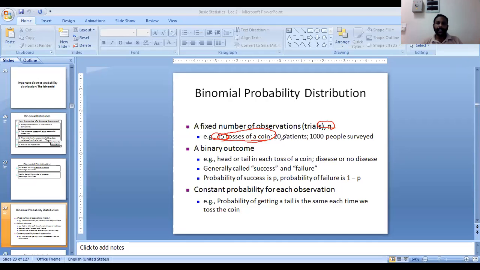Another example, considering 20 patients. This 20 is n. And considering 1,000 people in a survey, n is 1,000. So this n can be any value, depending on the problem. The outcome is binary, as we said, success or failure. If you toss a coin, you get either a tail or a head in each trial.